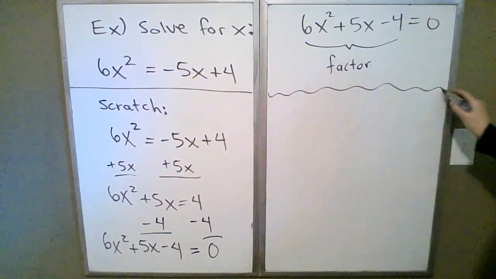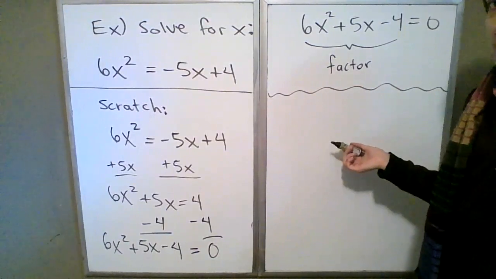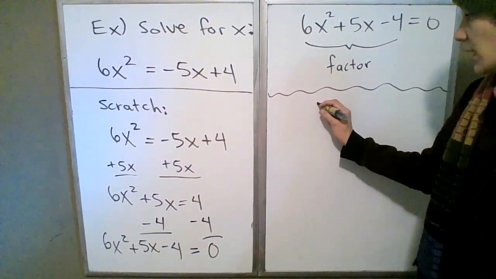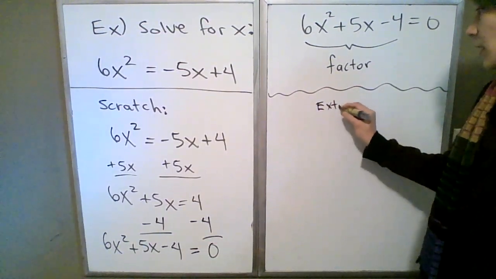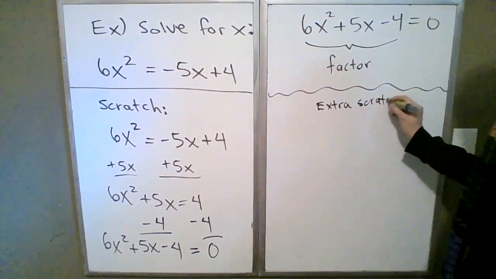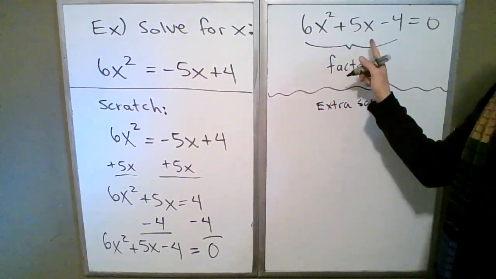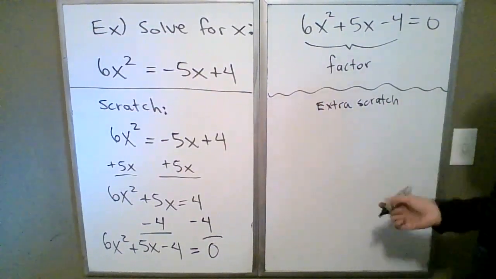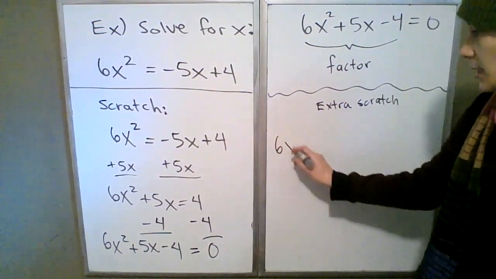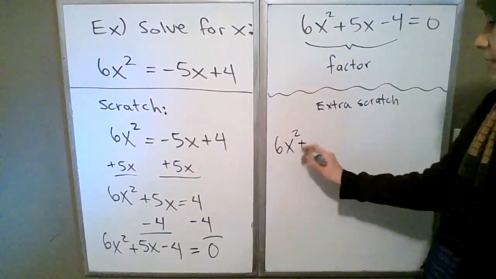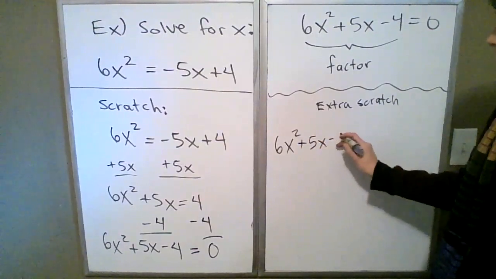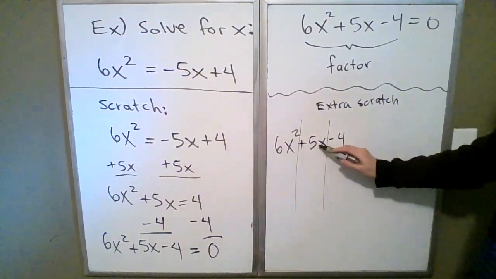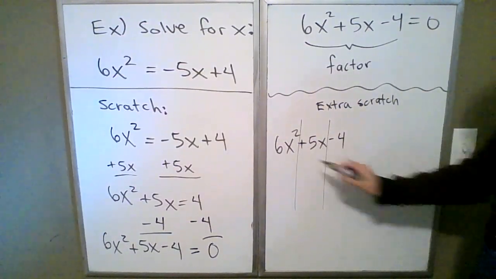So if I were you, I would probably get some scratch paper. I'm kind of stuck on the board and just gonna do a little moment of extra scratch work. I need to figure out how to factor this. I can use a diamond. I could use a grid. I'm a fan of this grid where you take your 6x squared, put the 5x and a negative 4 and draw. Where the plus is with 5x and the negative is with 4.